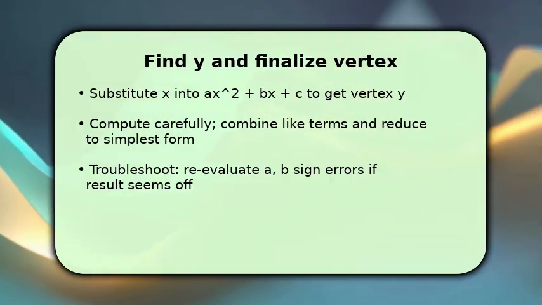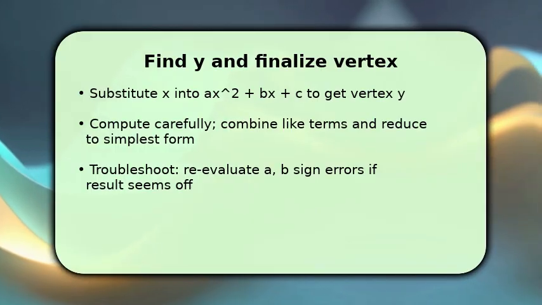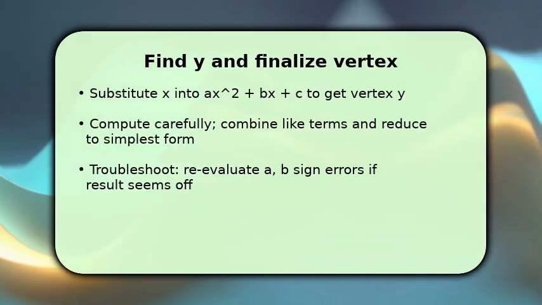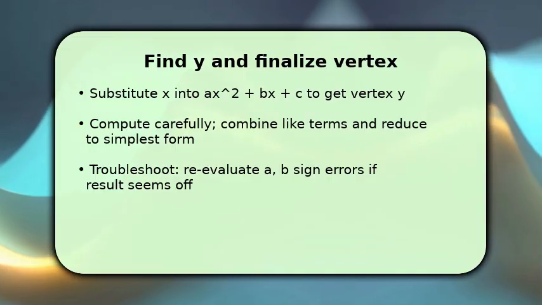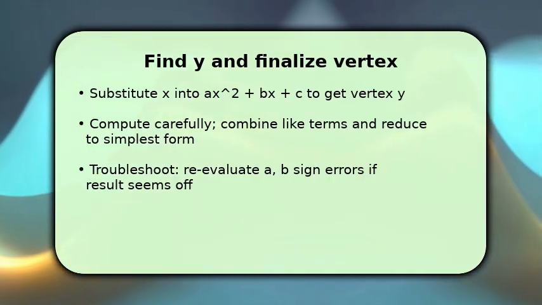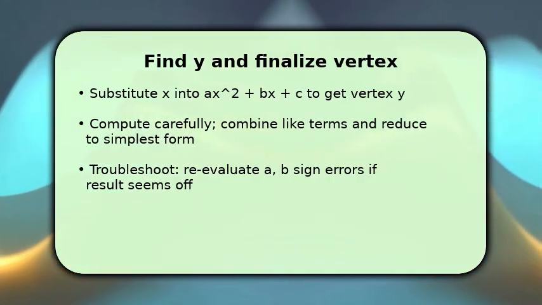Once you have y, report the vertex as (x, y) in exact form or a decimal rounded sensibly. If the point looks wrong, recheck the signs of a and b and your arithmetic. Sign errors are the usual culprit.